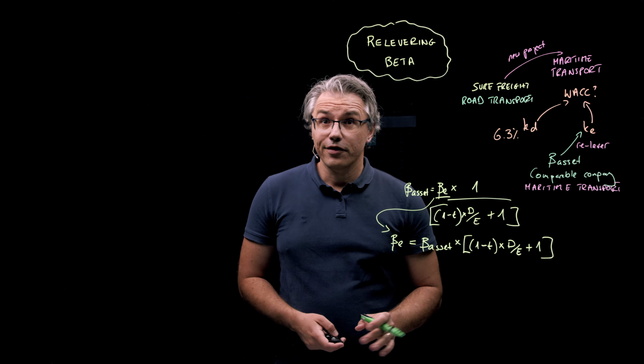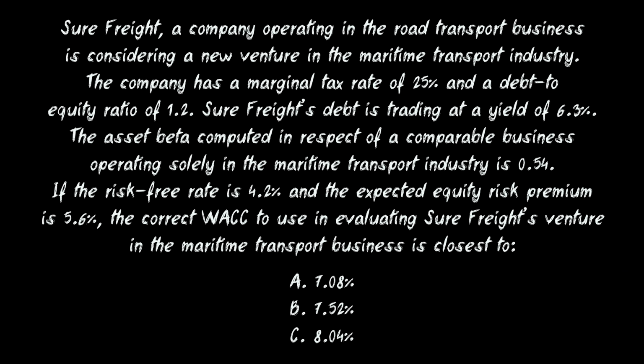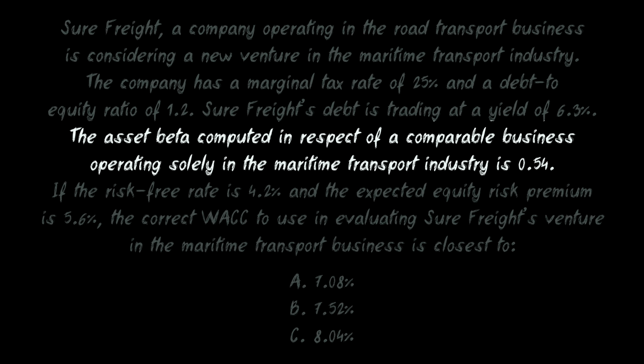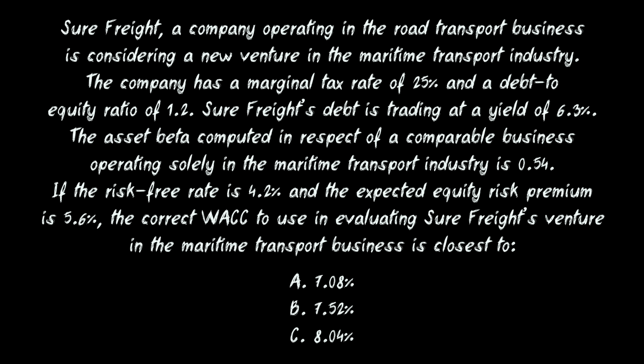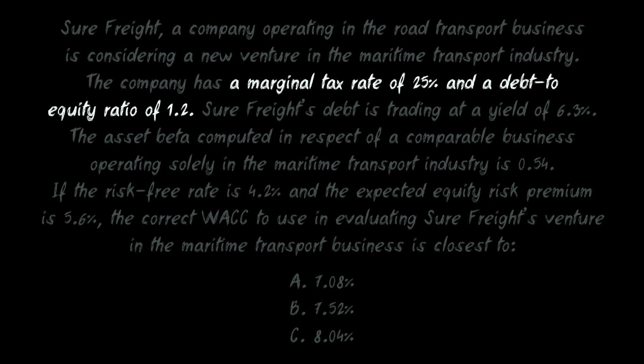Let's check the scenario for the relevant inputs. The asset beta computed in respect of the comparable business operating solely in the maritime transport industry is 0.54, and you may actually recall that this was the solution we arrived at when solving the previous question. We also have a marginal tax rate of 0.25 or 25% and a debt to equity ratio of 1.2.